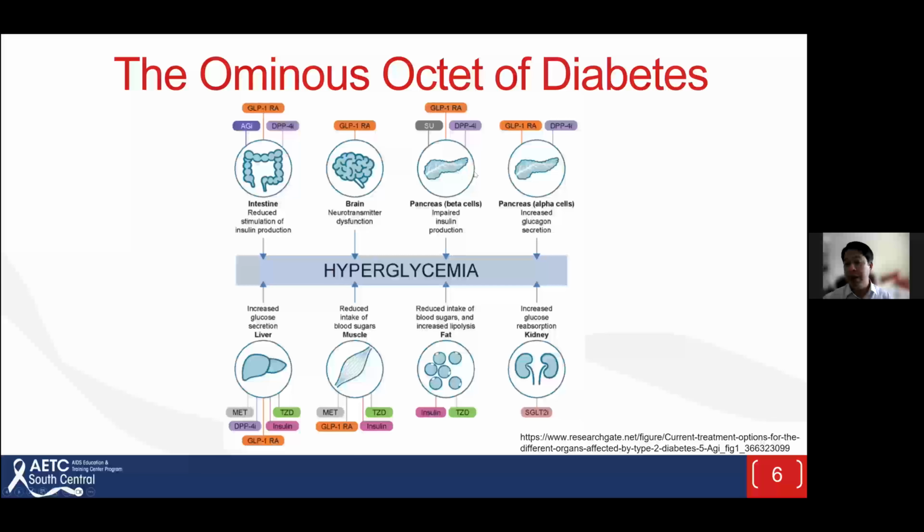The classic pancreas issues here. So beta cells, again, that's where insulin is produced. If we don't have enough beta cells in our pancreas, we're not producing enough insulin, and without enough insulin, then we have high blood sugar.